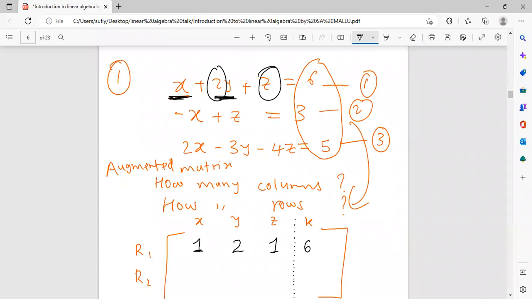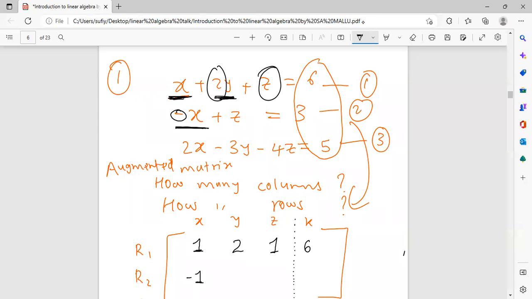All right. Let us now look at row number 2. And in row number 2, what is the coefficient of x here? Let's see. The coefficient of x here is negative 1, right? There's a negative sign, and there's a 1 with that, so it will be negative 1.